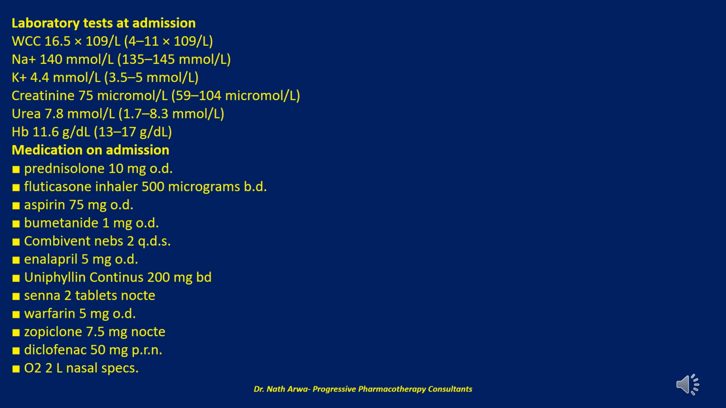8. Senna 2 tablets at night. 9. Warfarin 5 mg once daily. 10. Zopiclone 7.5 mg at night. 11. Diclofenac 50 mg as needed up to thrice daily. And 12. Oxygen 2L via nasal specs.